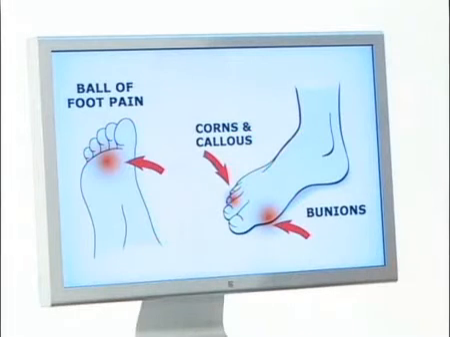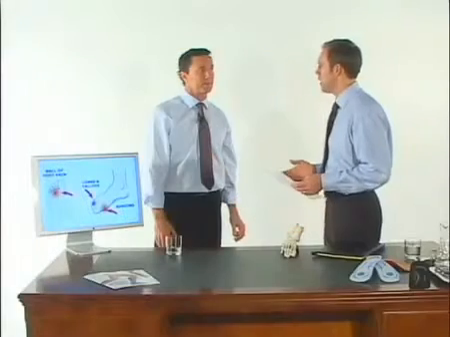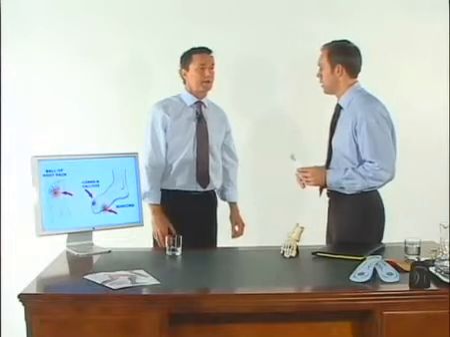Philip, another common condition in the forefoot is the bunion. I understand that bunions occur more commonly in women than in men. Can you tell us a little bit about that and how you would treat a bunion? Okay, it's a good question, Bruce.